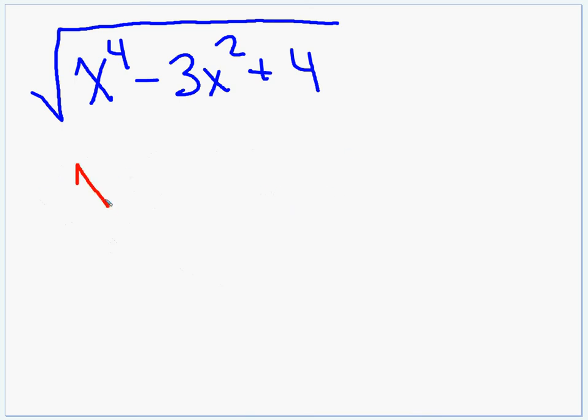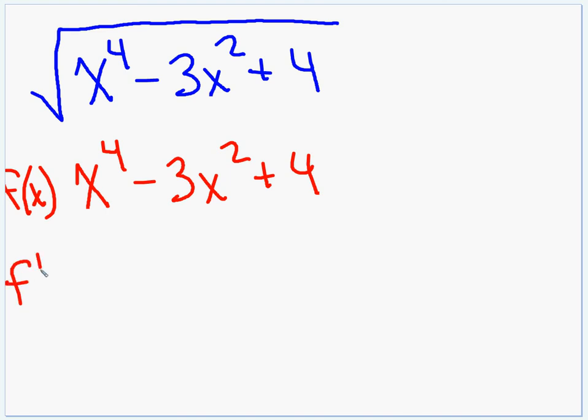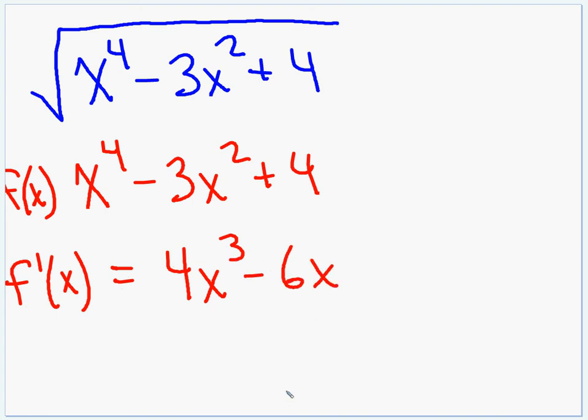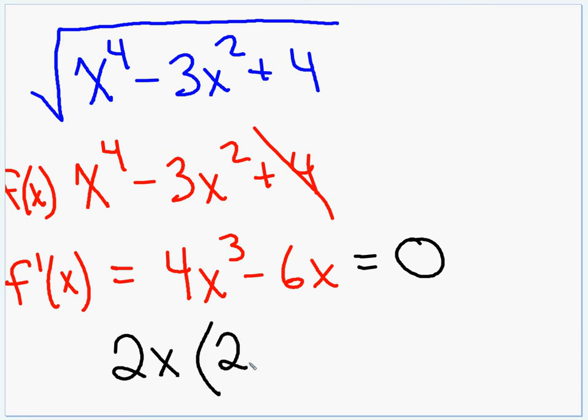So we're just going to get rid of the radical. We've got x to the 4th minus 3x squared plus 4. We'll just call that f of x, because now we're going to derive it, f prime, and that is 4x cubed minus 6x. The 4 derives away. As usual, we set our derivative equal to 0. And I'm going to factor out a 2x, leaving 2x squared minus 3 in the parenthesis, and that's equal to 0.